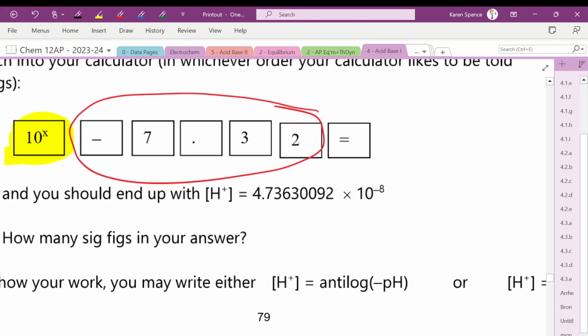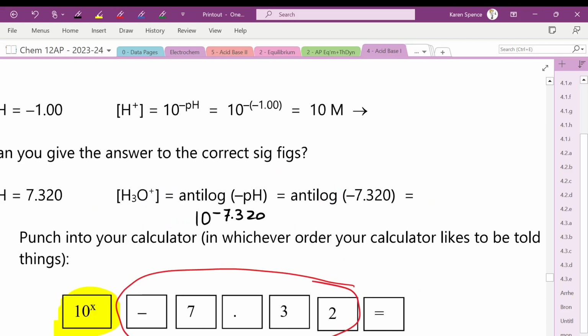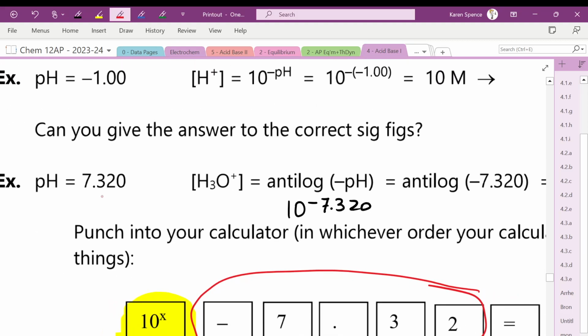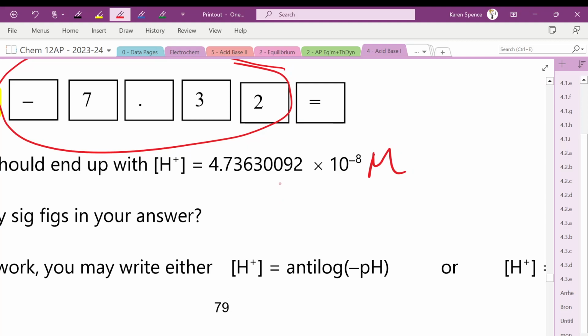We end up with H plus is equal to 4.73630092 times 10 to the negative 8 molar. How many sig figs should be in our answer? 3 sig figs. So I need to have 3 sig figs. So that is then going to become 4.736 times 10 to the negative 8 molar. Is that good? Okay.